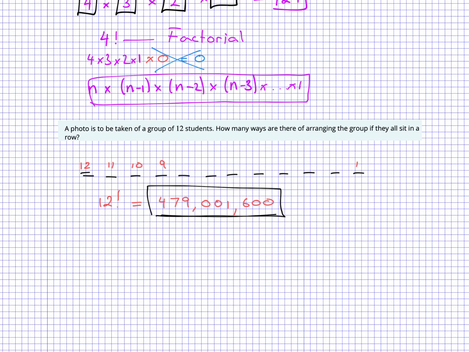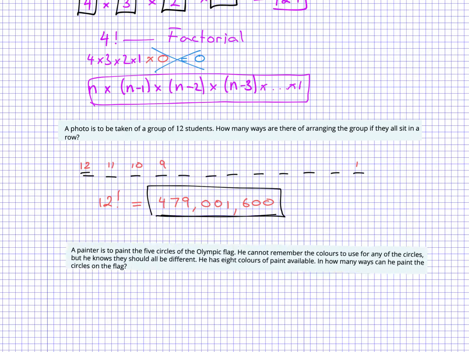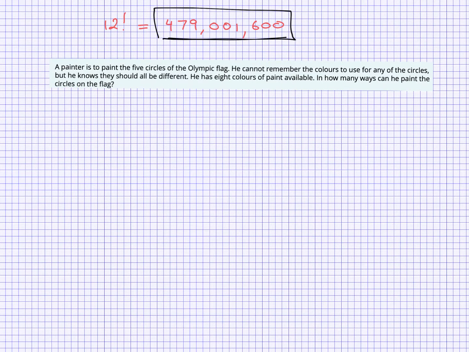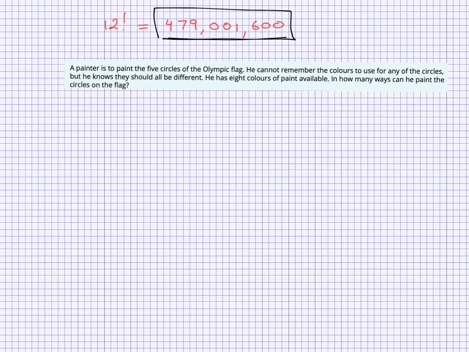What about when we don't have that many options, like this? A painter is to paint the 5 circles of the Olympic flag, so only 5. He cannot remember the colours to use, but he knows they should all be different, so 5 different colours. He has 8 to choose from. How many ways can he paint the circles on the flag?